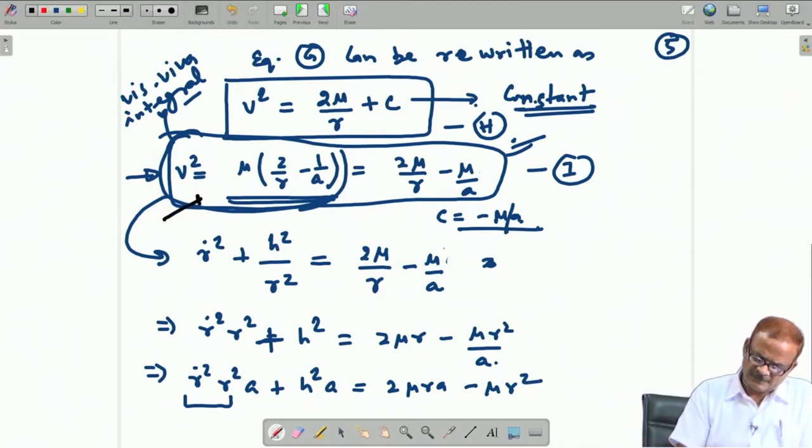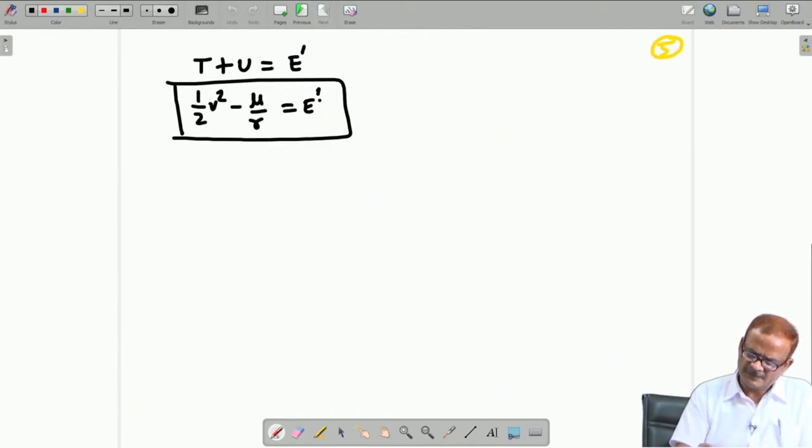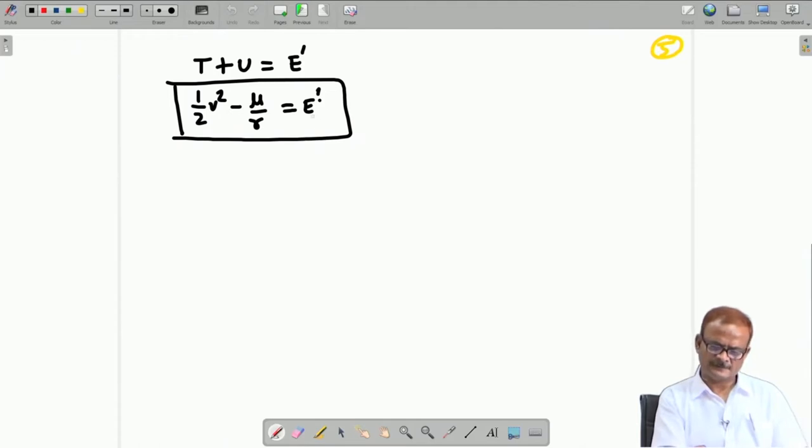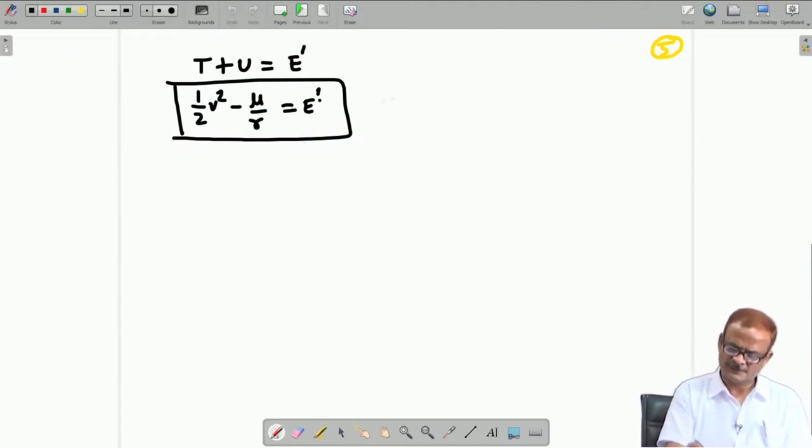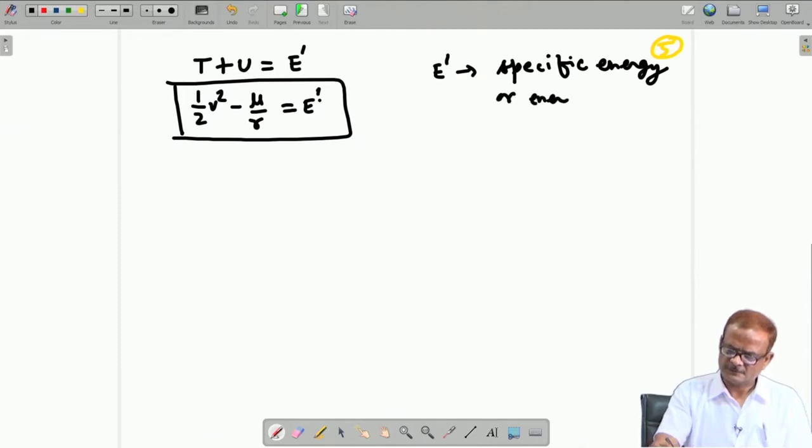See, this relationship we have derived. This relationship can be derived if we solve the right hand side. What will be the value of the right hand side? So, this we are going to do. E prime is called specific energy, because M is not present here. Specific energy, or energy per unit mass.